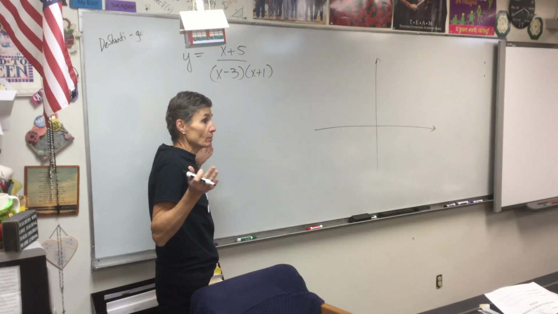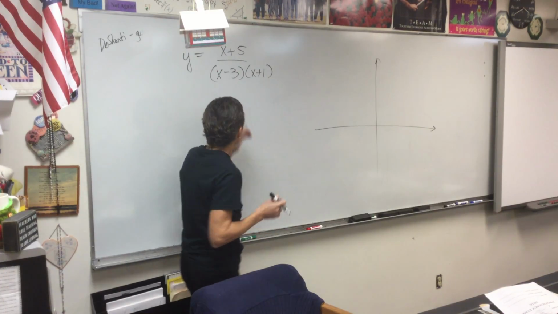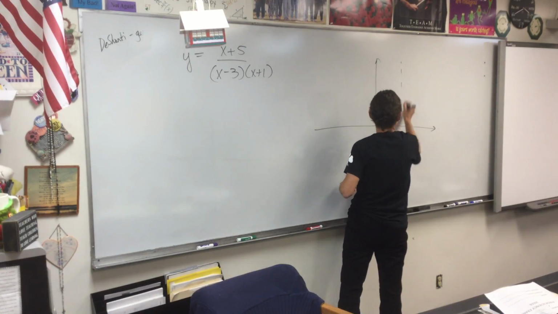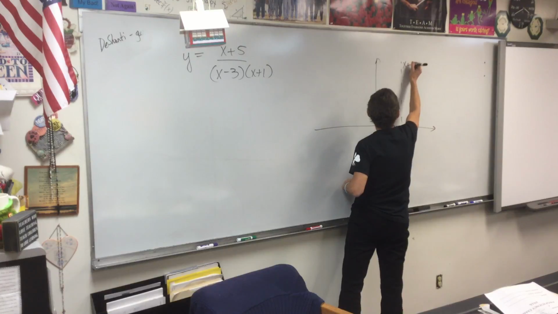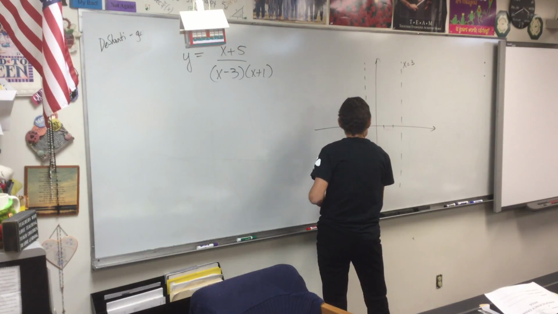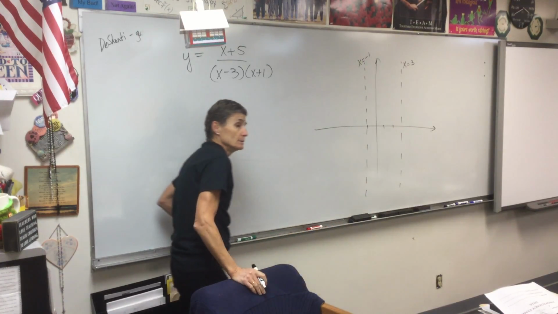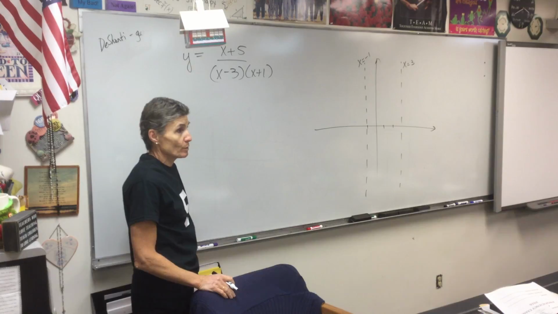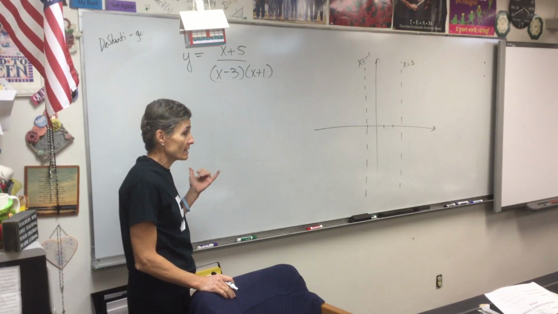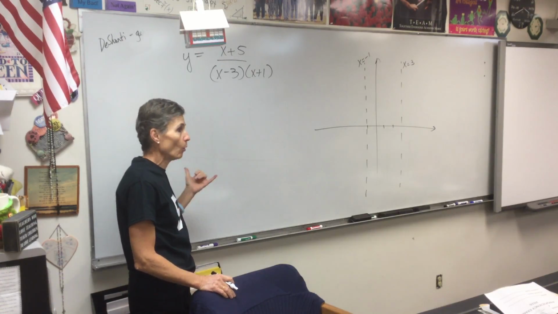What's some stuff we know? Yeah, Raven? I have 2 vertical asymptotes. One of them's at x equals 3, and one of them is at x equals negative 1. Very good, Raven. That is exactly right. All right, what else do we know? There are no holes. Nothing cancels. We're going to get some hopefully soon, but right now, no holes still.